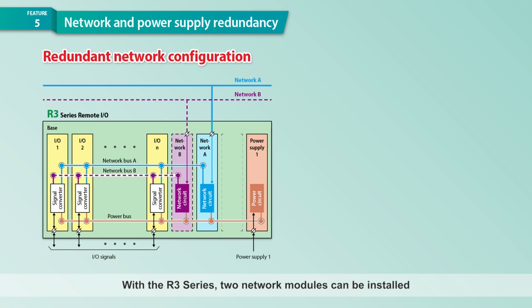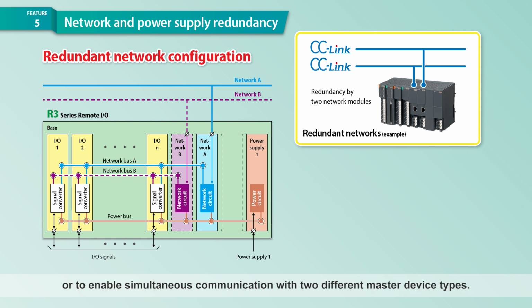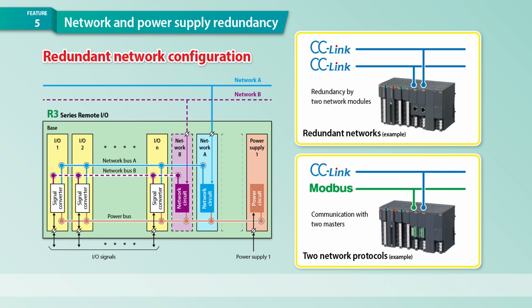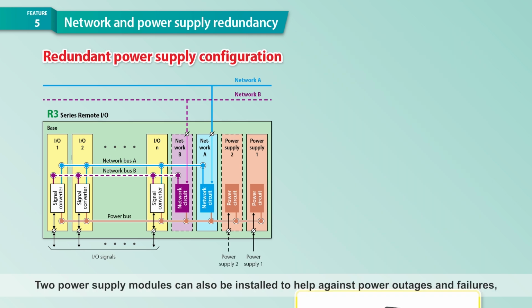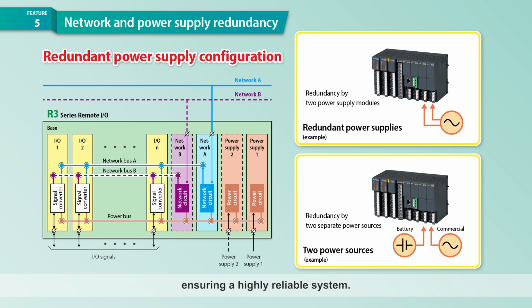two network modules can be installed to create a redundant communication network or to enable simultaneous communication with two different master device types. Two power supply modules can also be installed to help against power outages and failures, ensuring a highly reliable system.